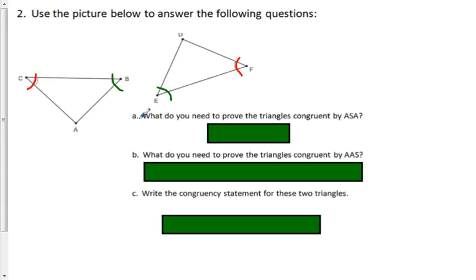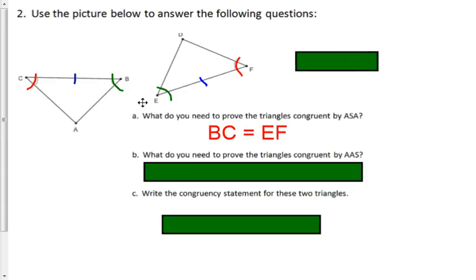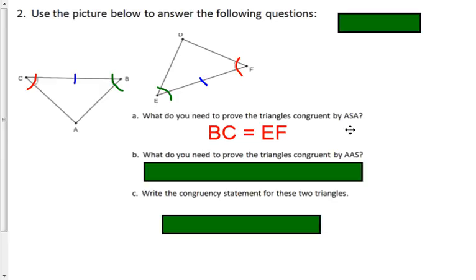So if we wanted to prove these the same or congruent by angle side angle, we would need the side in between them. Notice the side, the S, is in between the two A's. So we'd have to say this side is congruent to this side. So what would we need to prove that? We would need to know that BC equals EF, that these two sides are equal to each other. They're the same length.